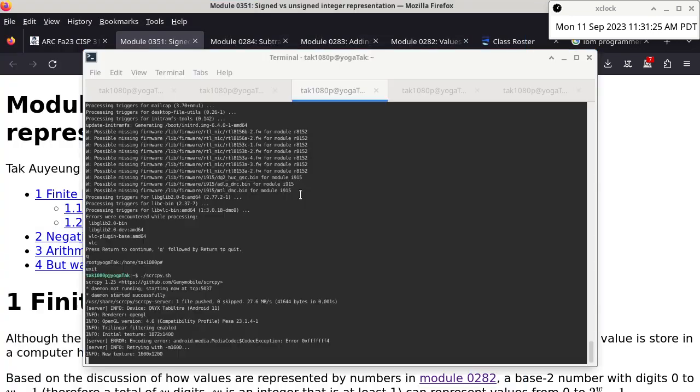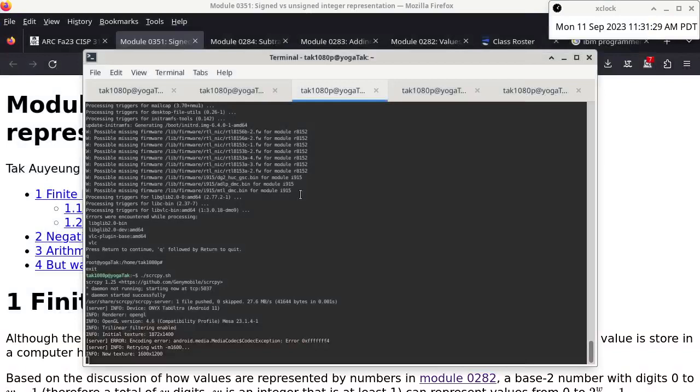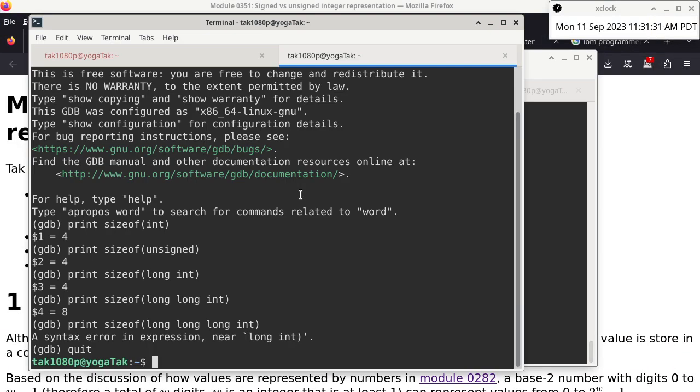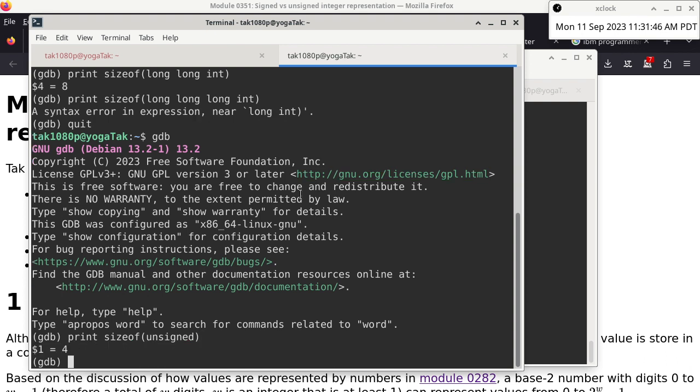So instead of using sizeof, which I can, the easier way is to use GDB or the debugger, because in a debugger, you can just say print, because it is aware of the syntax of C++. So you can just say, what is the size of unsigned? And it says it's 4.